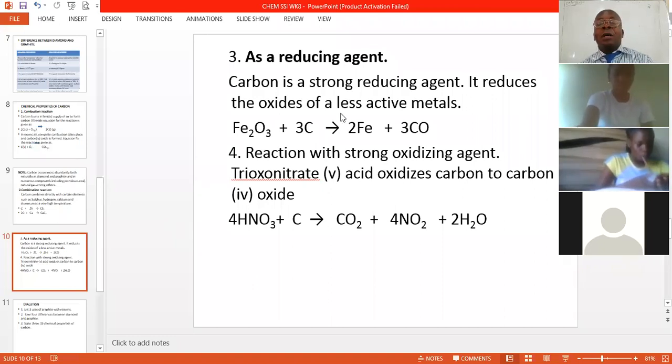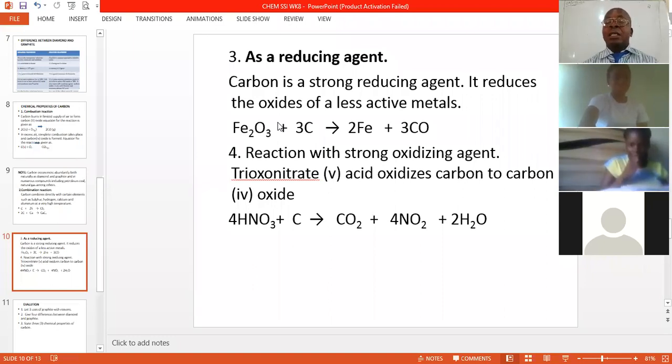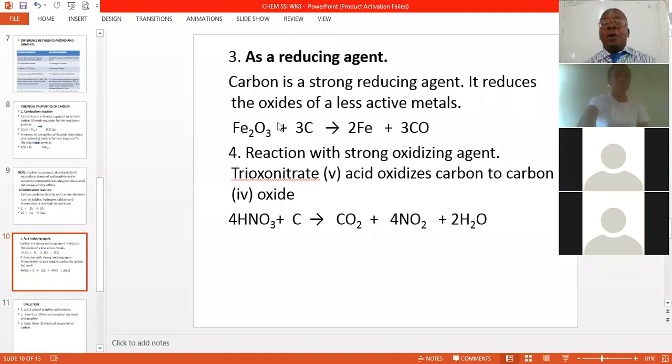We also have seen that carbon is a strong reducing agent. It reduces metallic oxides to their respective metals. We also see that carbon reacts with strong oxidizing agents, for example trioxonitrate 5 acid, to produce carbon 4 oxide. And we have seen that carbon combines with other elements like calcium. Carbon reacts with calcium to produce calcium carbide.